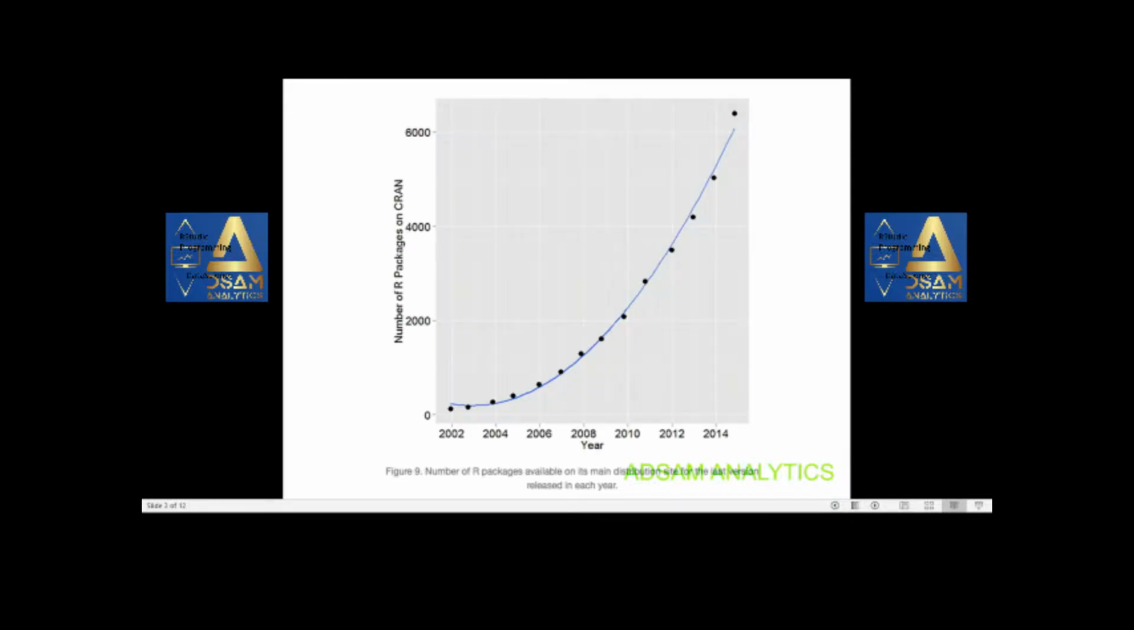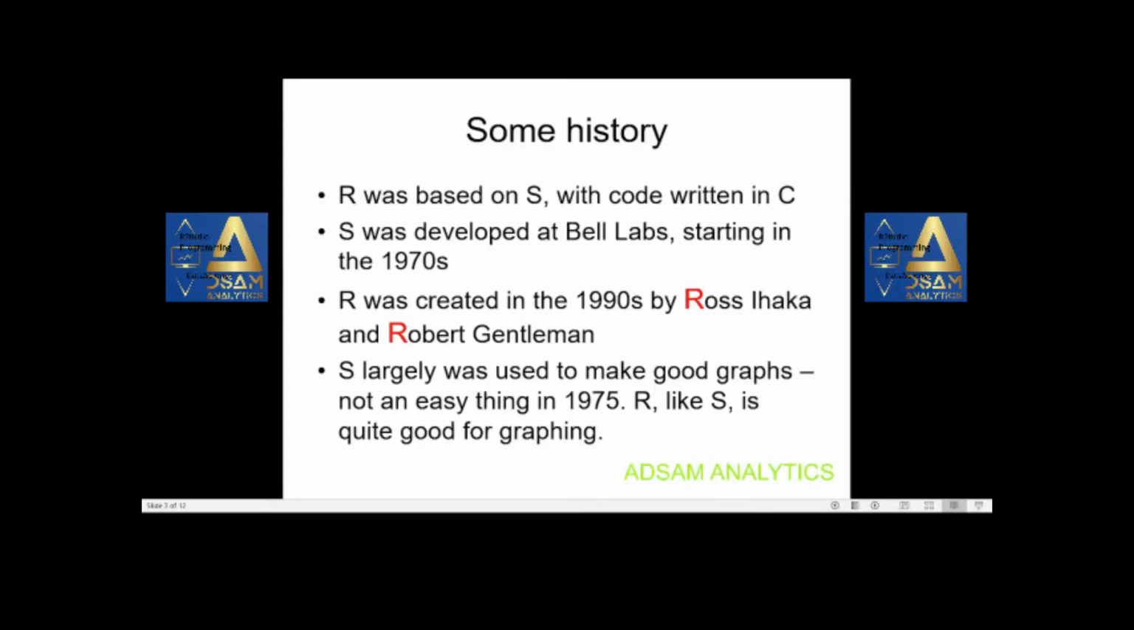Now you can see here, these are the packages that we have. Over the years, people have developed various packages, and you can see right from 2002 all the way to 2014. That is how this graph has captured it. But now, currently, up to this year, we have more than 18,000 packages.